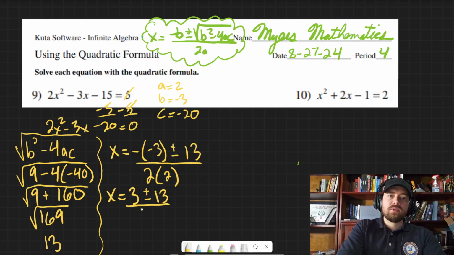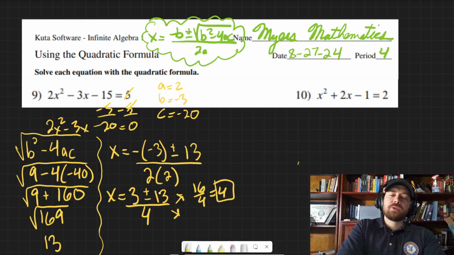2 times 2 is 4. And now we can split it up. I think I'll probably move it off to the side to do number 10, but let's go ahead and split it up. So 3 plus 13 would be how much? It'd be 16, right? 16 over 4 is 4.